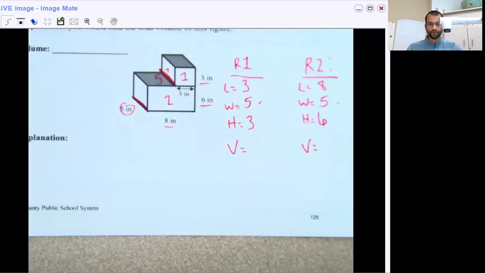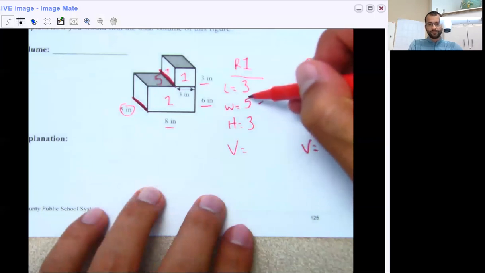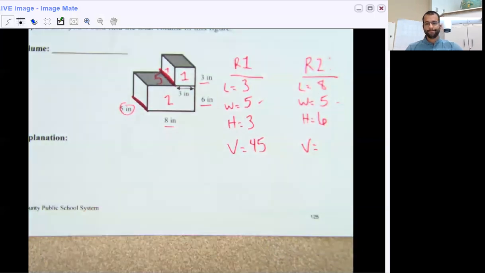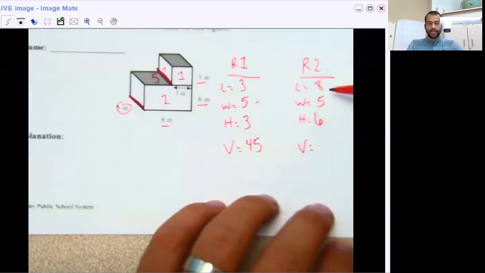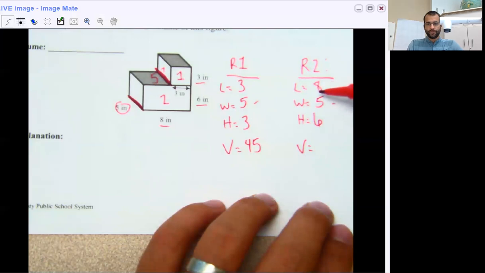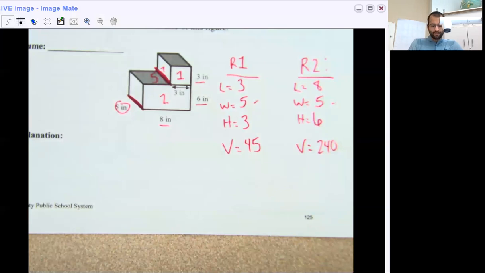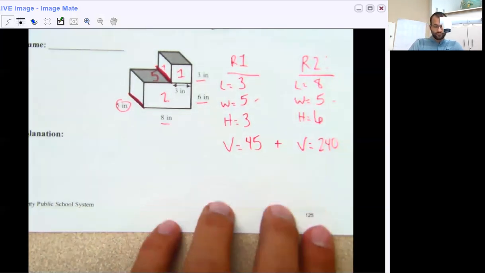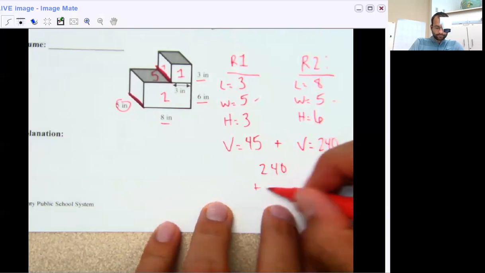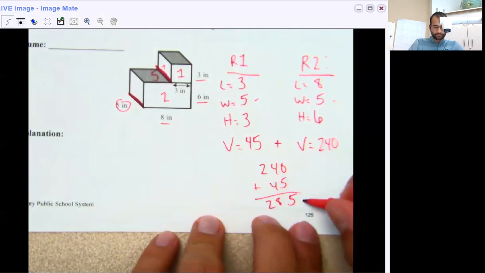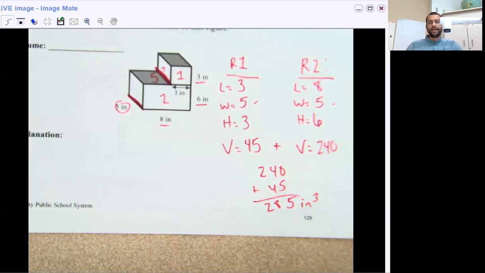So when I find my volumes, 3 times 5 is 15, and 15 times 3 is 45. Now this is going to be a little bit bigger. Might take your calculator to help you. 8 times 5 is 40, and then 40 times 6 is 240. I am then going to add up both of these volumes together. 285 inches cubed.